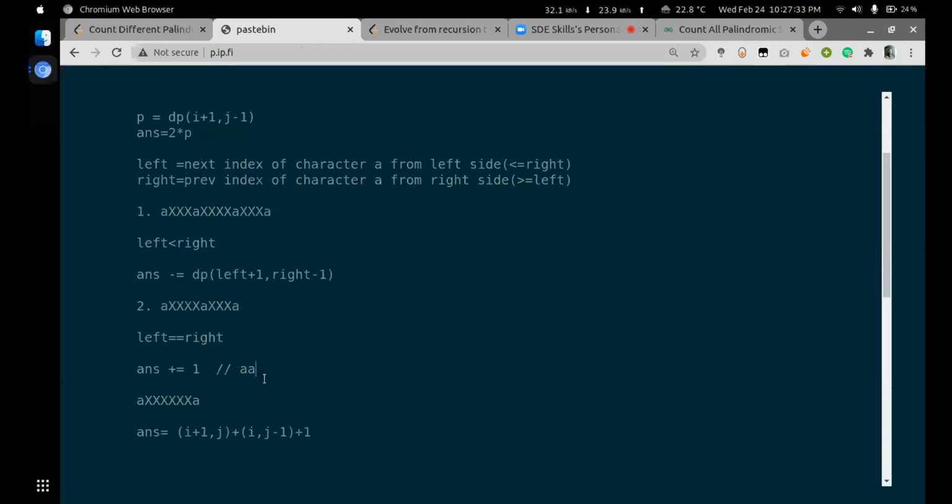So the possible ways of making A will be: I take both the endpoints, or I take this endpoint and this A, or I take this A and the right point. So this A will be counted here. Now, if there are no A's in the middle, then in this condition I have to add 2 to my answer. The reason I'm adding 2 is I will add AA and a single A.